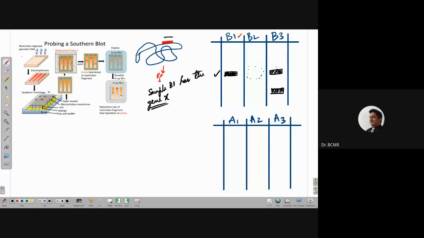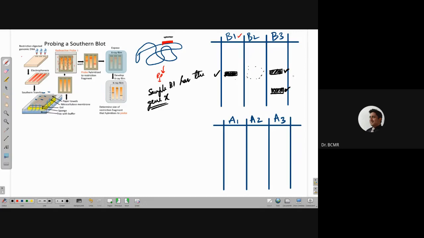So you have used the same probe. In B1, it has given one band. In B2, there is no band at all. In B3, you have 2 different bands. That could imply, try to follow the words that I'm using. Sometimes I will confirm that this is what it is. Sometimes I might say it could be. That means there are other possibilities too. So in B3, the most likely thing is that there are 2 copies of gene X.